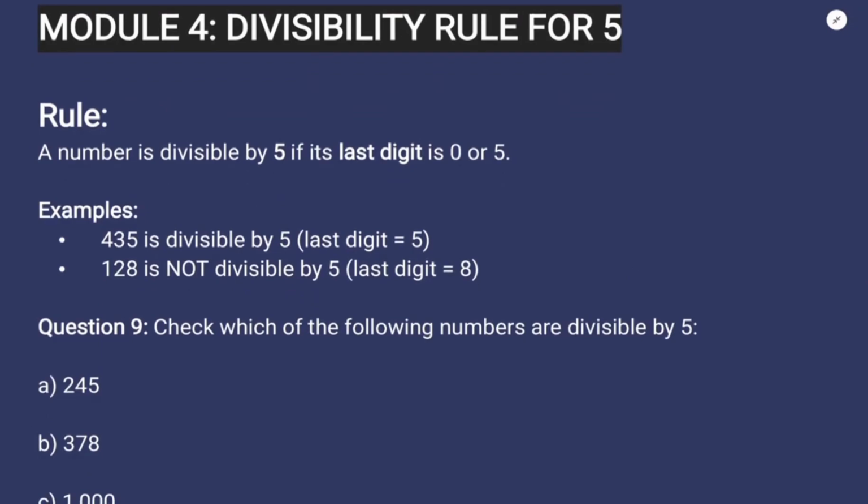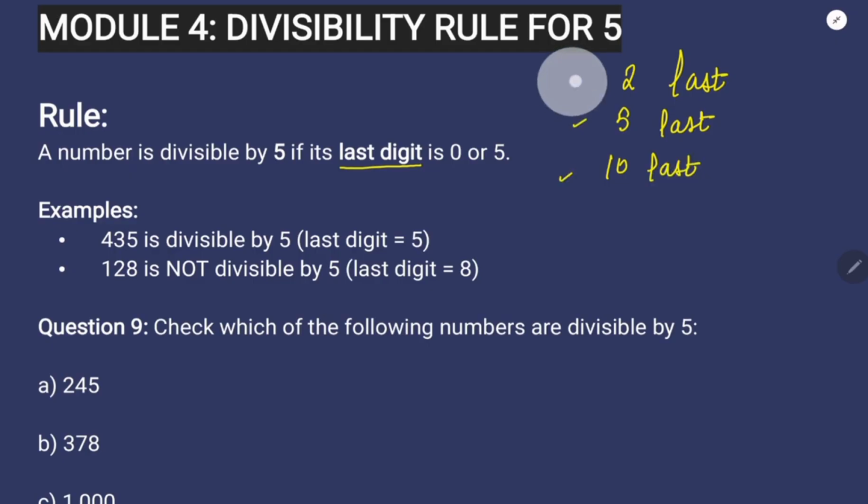For 5 you just need to see the last digit again. You know what? For 2 you see the last digit. For 5 you see the last digit. For 10 as well you see the last digit. For all 3 of these, 2, 5, 10. For 2, the last digit should be 0, 2, 4, 6 and 8, right?